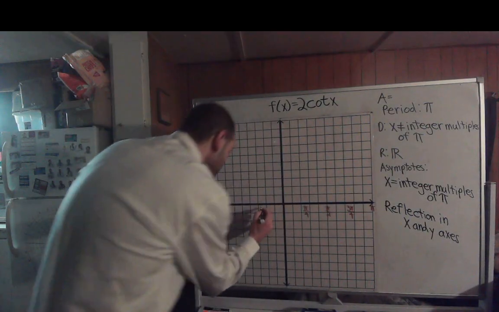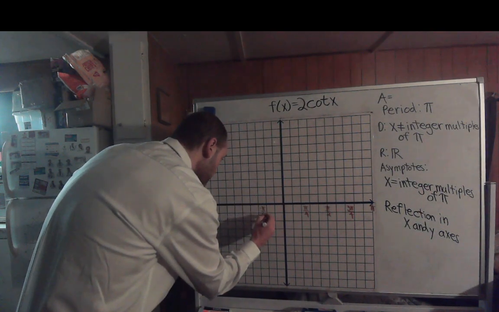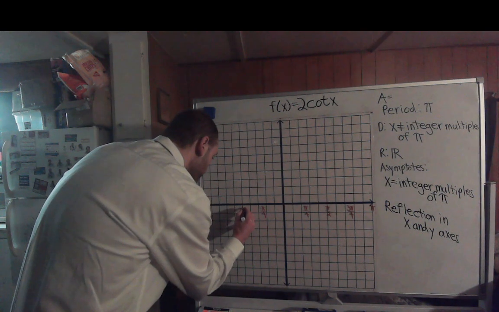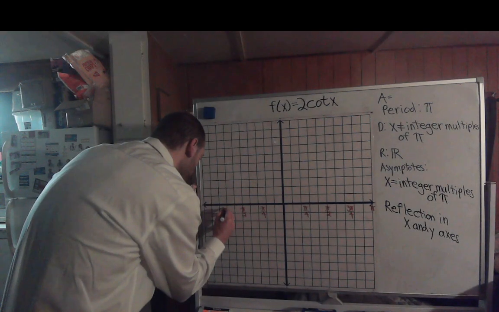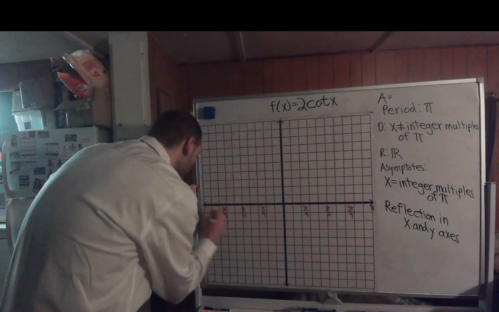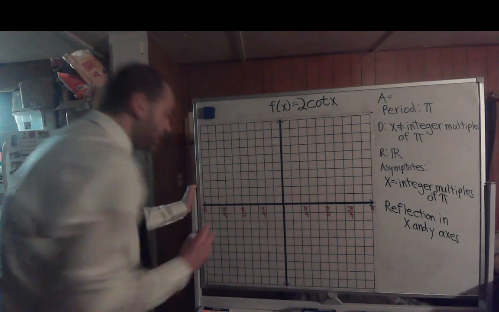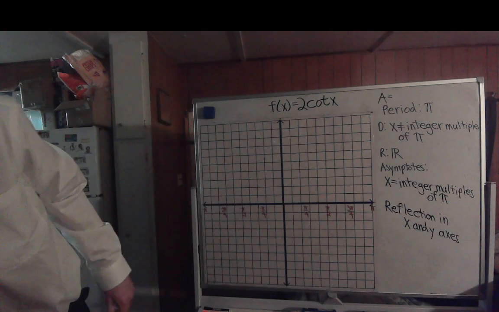Let me label all those critical points. 8 or 7.5, so that's 3 pi over 4. 7, 6, 5, here's pi over 2. 4, 3, alright, so here's pi over 4. Negative pi over 4, negative pi over 2, 6, 7, so there's negative 3 pi over 4, and then negative pi. Okay, there's all the labeled points.